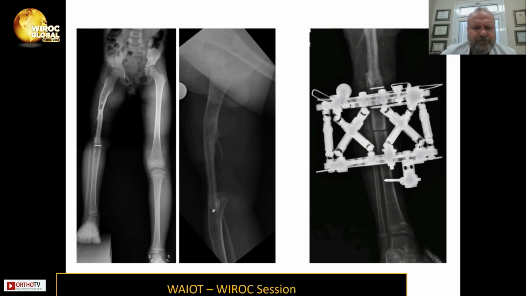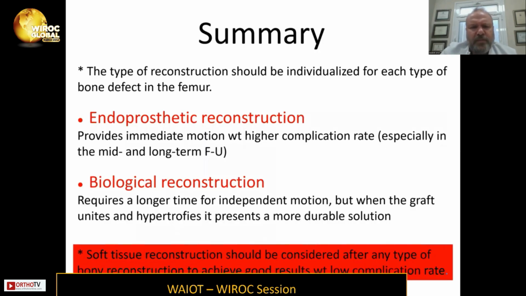from the tibial side. So in summary, the type of reconstruction should be individualized for each type of bony defect in the femur. Endoprosthetic reconstruction provides immediate motion with a higher complication rate, especially in mid and long-term follow-up. Biological reconstruction requires a longer time for independent motion, but when the graft unites and hypertrophies, it provides a more durable solution. Soft tissue reconstruction should be considered after any type of bony reconstruction to achieve good results with low complication rates.